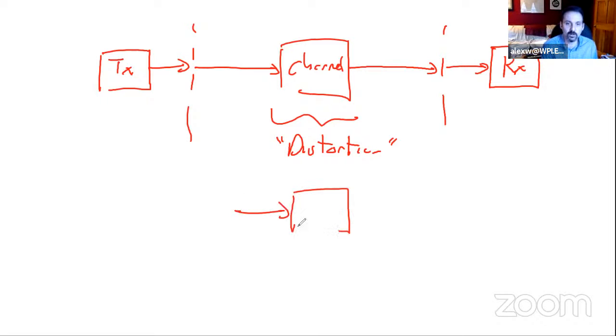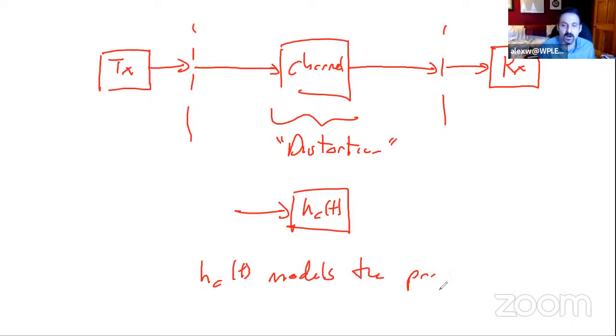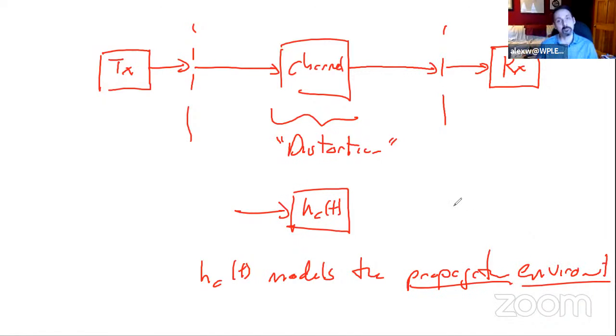Okay. We often model this distortion in two things. So first of all, we have an impulse response, h_c(t). And h_c(t) attempts to model the propagation environment. Super important. That's what electrical and computer engineers do, in particular communications engineers. We use mathematics, we use computer simulations. We use a lot of tools in order to model the physical environment around us to have a better understanding of it.